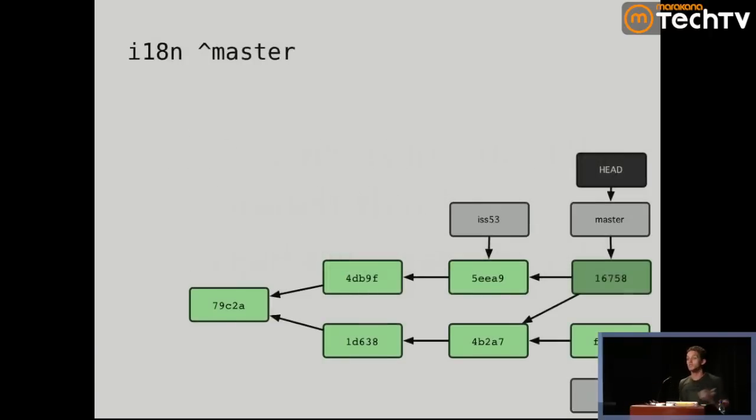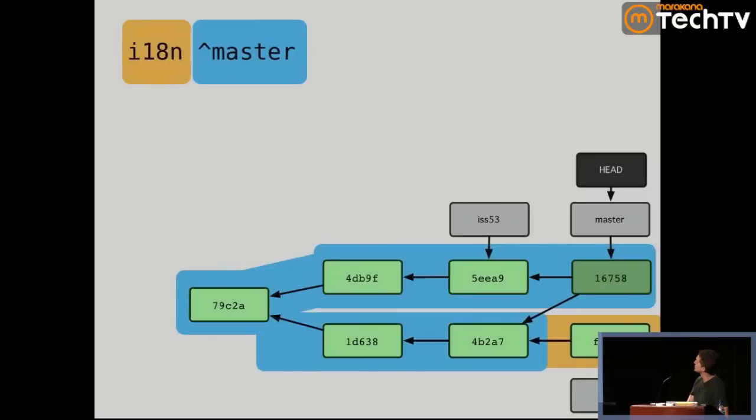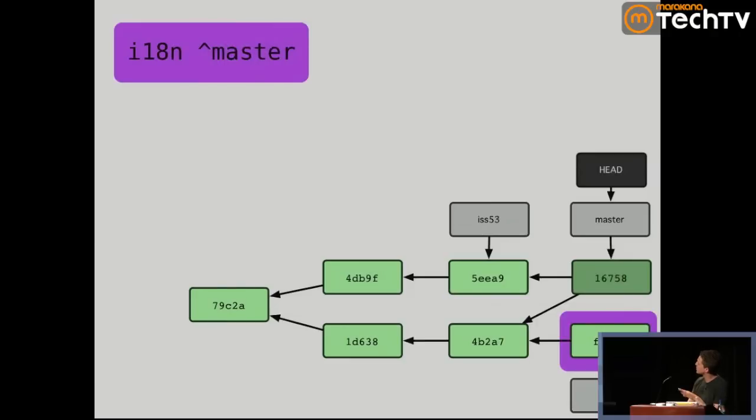What is unique to them? Is there anything unique to them? Can I just delete them without losing any data, right? So you can say, what's in I18N that's not in master? Here's everything reachable by I18N. Here's everything reachable by master. That's the difference. This is the one commit that's unique to the branch.